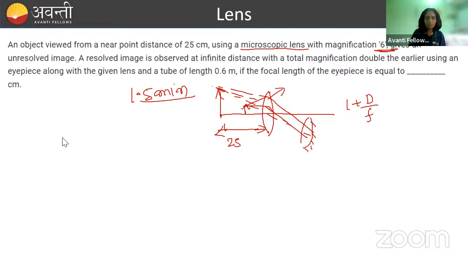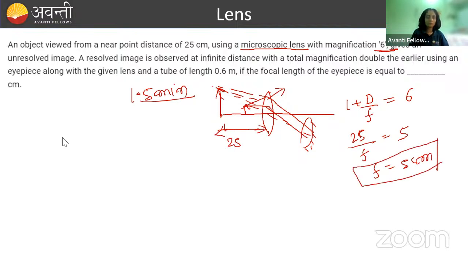Focal length of this simple microscopic lens. And this is equal to what? 6. Now, d by f, d is how much? 25 centimeter by f, that is 5. So f is equal to how much? 5 centimeter. So the focal length of this simple microscopic lens is 5 centimeters. So the first statement is done.